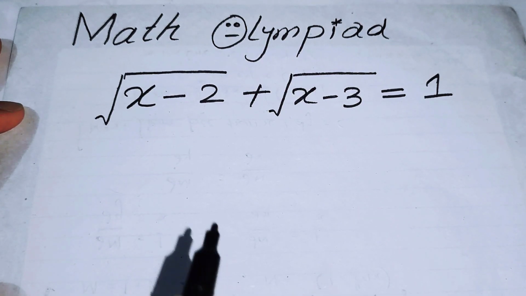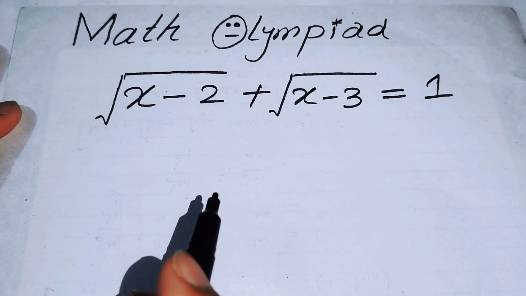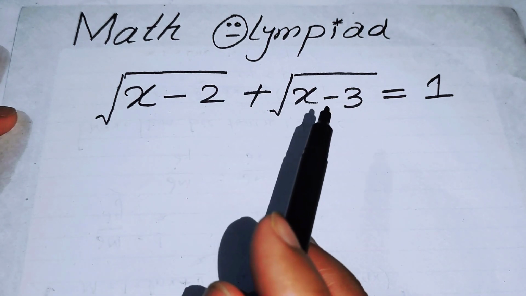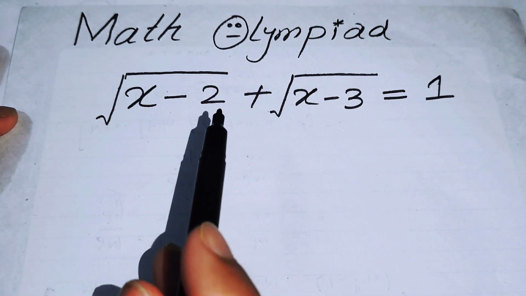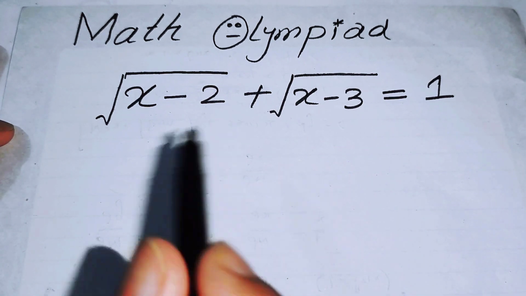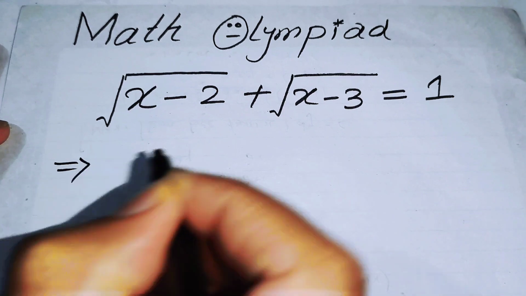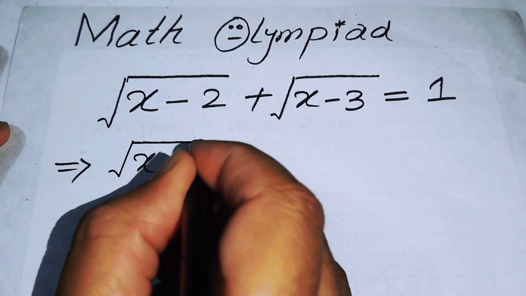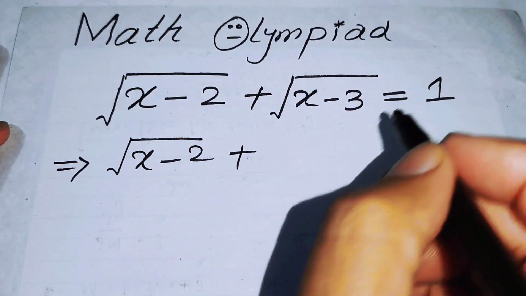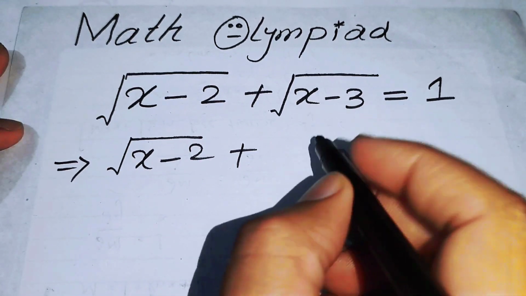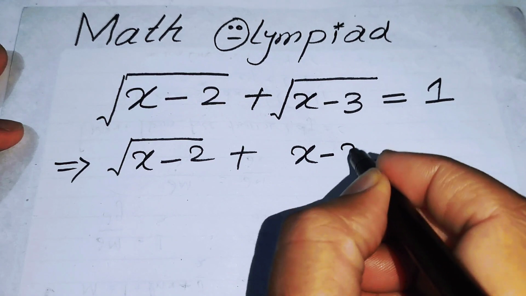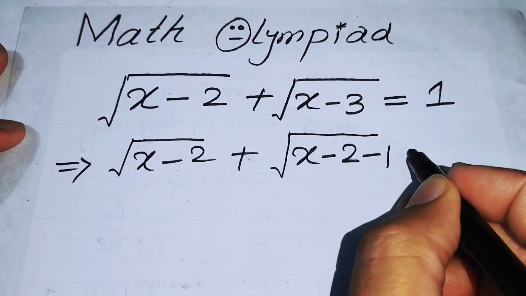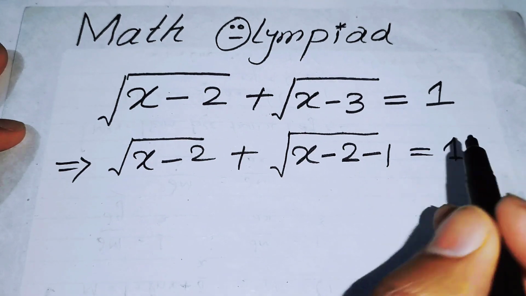In this video we are going to solve this nice radical problem, and here we have square root of x minus 2 plus square root of x minus 3 is equal to 1, and we will solve this problem for the value of x. So the very first thing we are going to do is rewrite this equation as square root of x minus 2 plus, here I can write this x minus 3 as x minus 2 minus 1, square root, is equal to 1.